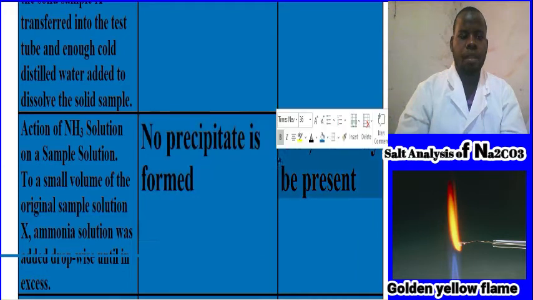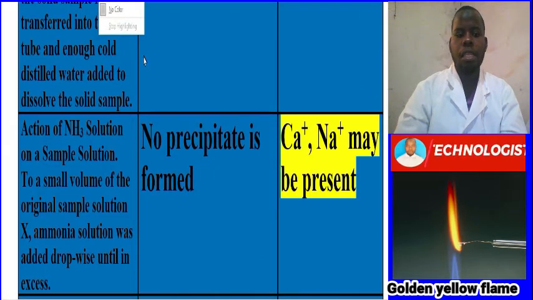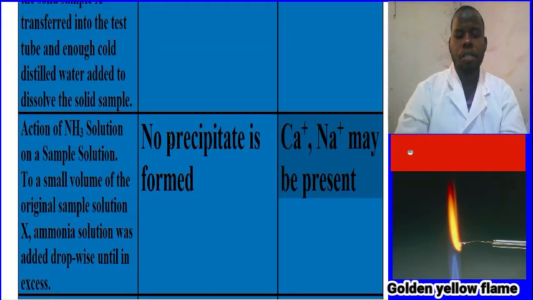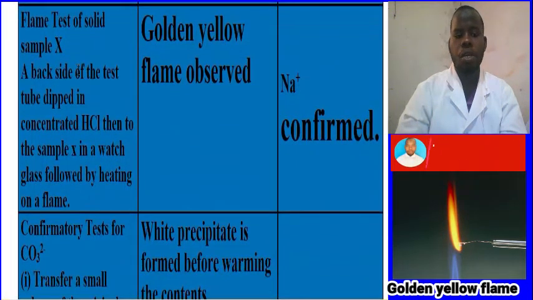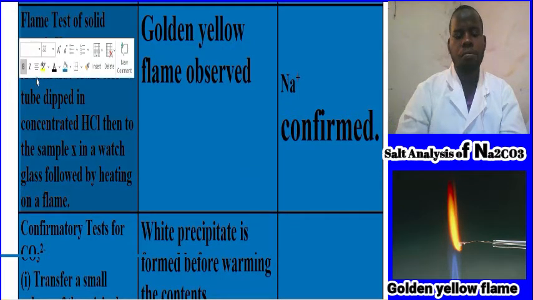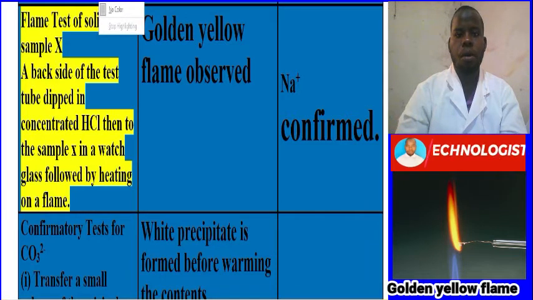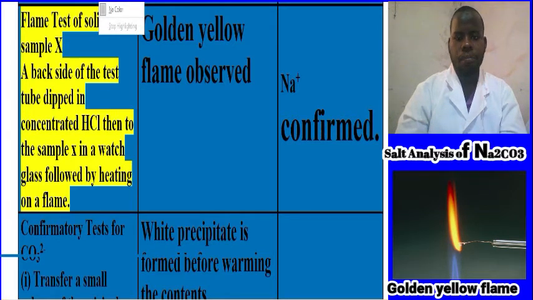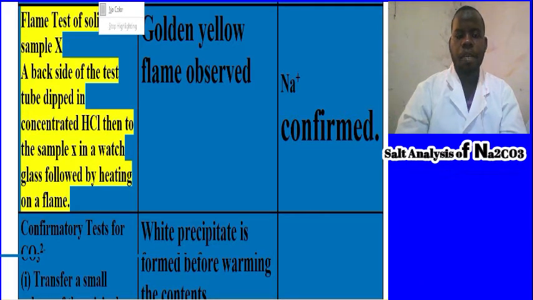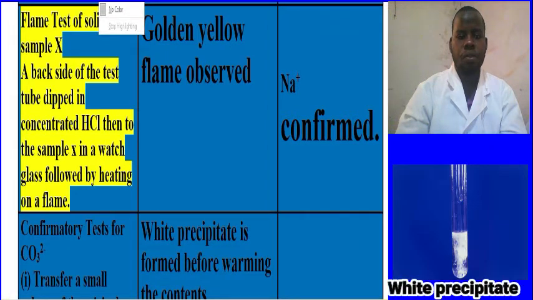The backside of a test tube is dipped in concentrated hydrochloric acid, then into sample X in a watch glass, followed by heating on a flame. The observation: golden yellow. In that observation, there is confirmation of sodium ion. And the confirmation of carbonate, we can confirm by using 3 reagents or steps.